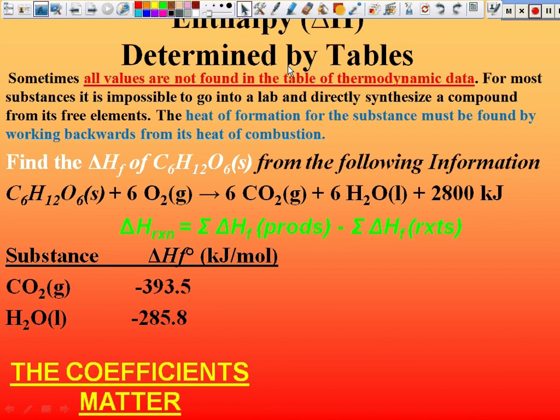So sometimes, guys, y'all stay with me. Nick, okay. Sometimes all values are not found on the table of thermodynamic data. For most substances, it is impossible to go into a lab and directly synthesize a compound from its free elements. The heat of formation for the substance must be found by working backwards from its heat of combustion. Now, what does that mean? My first question is, what is this compound?